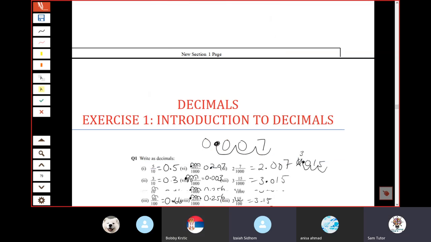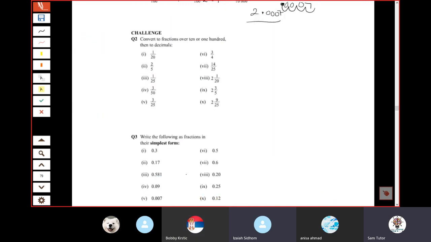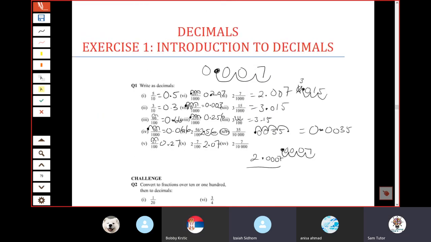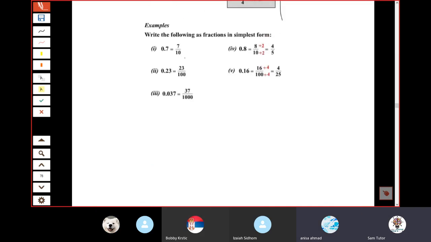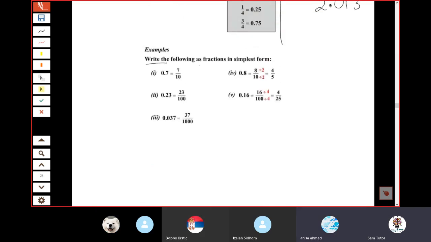As fractions in simplest form. Okay. Let's do this next bit. Write the following as fractions in simplest form. These are pretty easy.